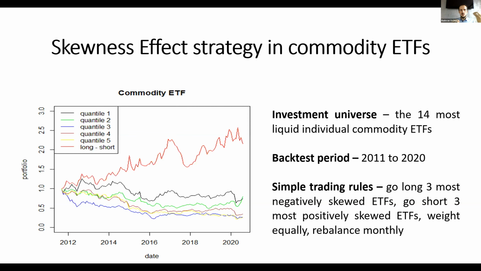The backtest starts in 2011, because we need to have enough ETFs in the sample, and goes until 2020. And it seems that the anomaly is present not only in commodity futures, but we can trade it also in liquid ETFs.